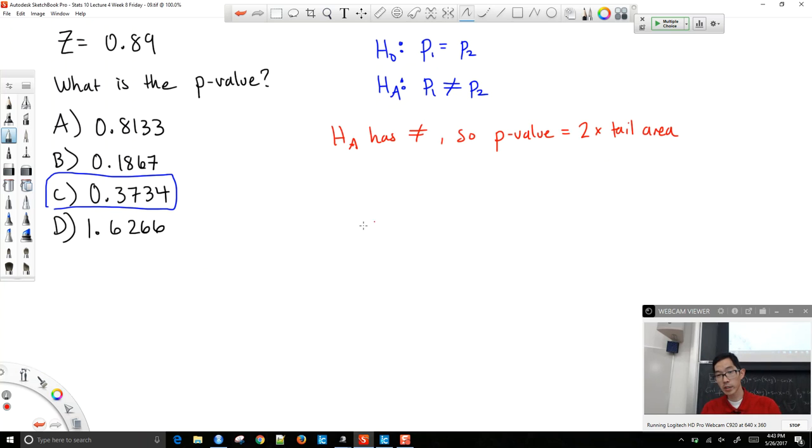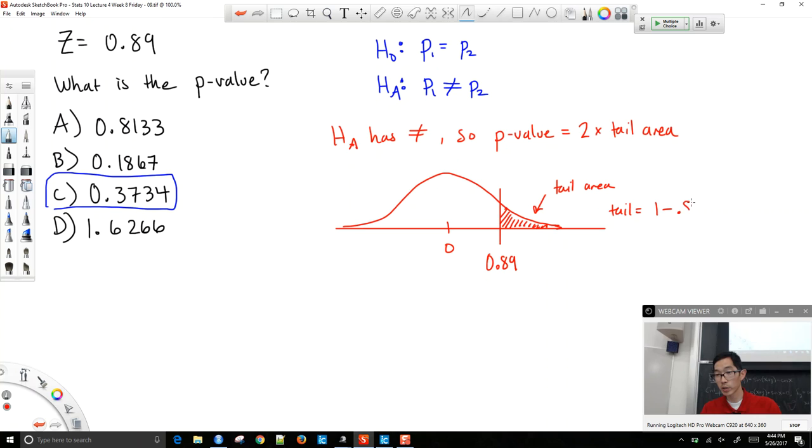All right, what is the tail area? Well, we draw our picture. Tail area is always the side going away from 0. So if I write 0.89 here, the side going away from 0 is over here. So this is my tail. So the tail is equal to 1 minus 0.8133. My tail is 0.1867. That's my tail, and I want double that.